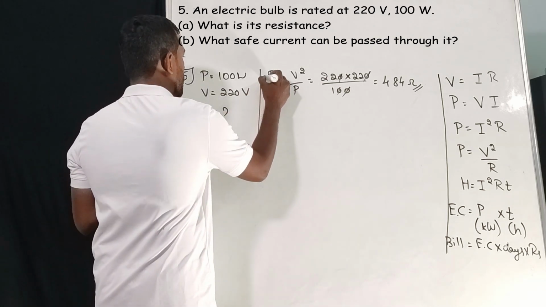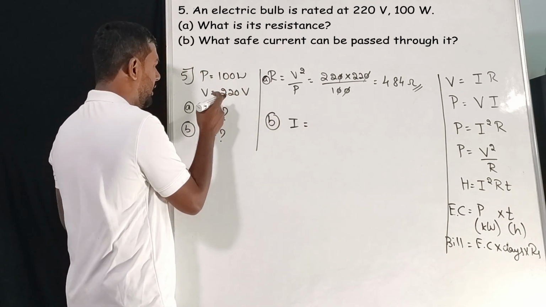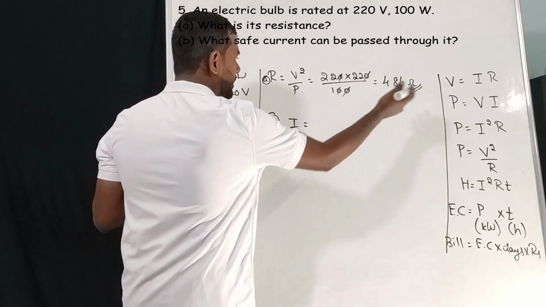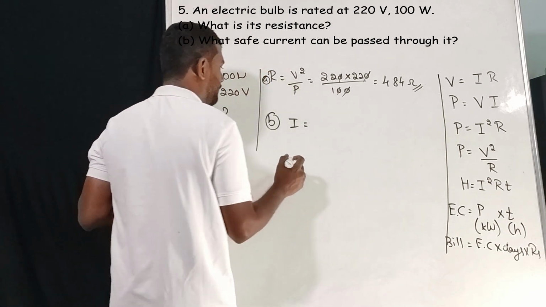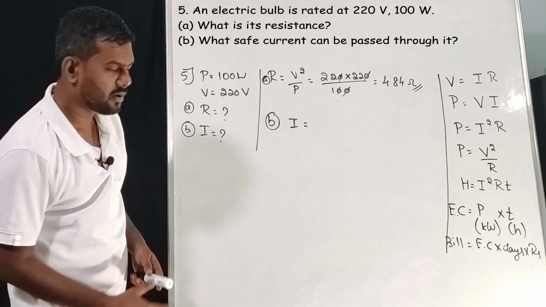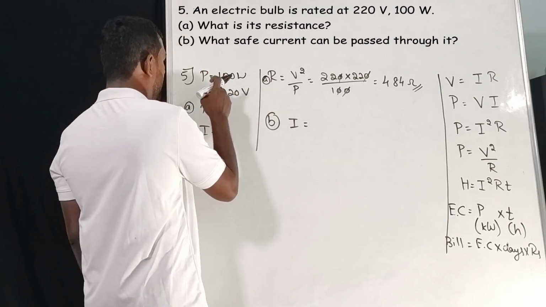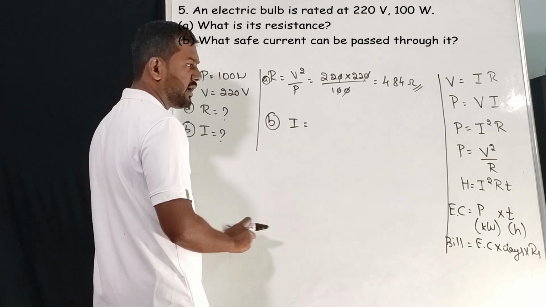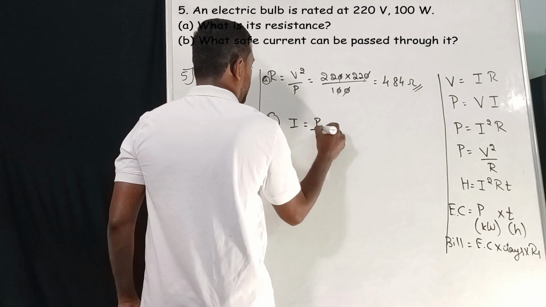Next, I we need to find. Using power and voltage, how we can find current value? See, using voltage and power, how we can find current? The second formula. So in the second formula, I is equal to P by V.